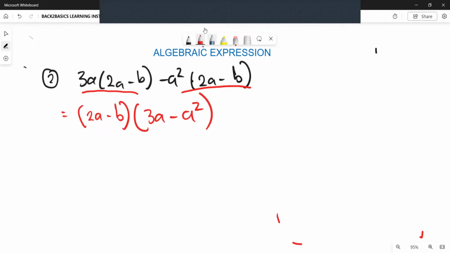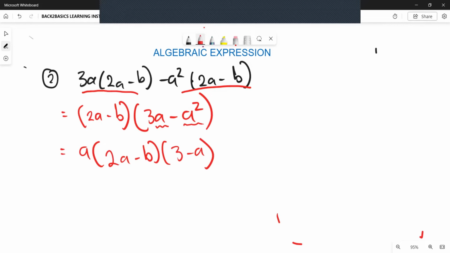However, if you look here, can you see that you have a here and you also have a here? So actually, you can take out the a as a common factor too. So you're going to be left with a into 2a subtract b, close bracket, and the other one is going to be 3 subtract a. Now you have factorized fully.